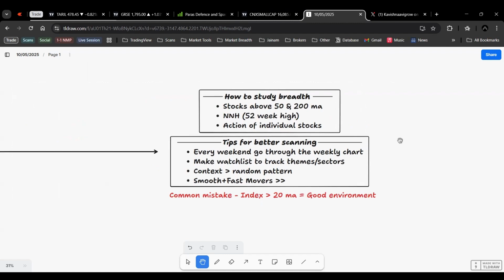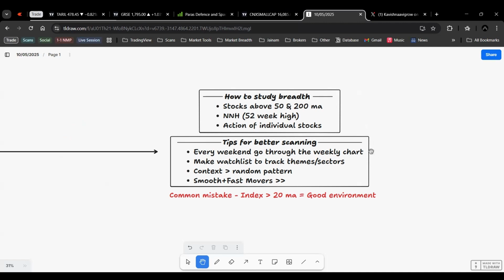Then, to study breadth, just three things. First, study stocks above their 50 and 200-day moving average. I'll share the indicator in the group. Then, check the new 52-week high. You can study any bull run. A bull run always has this characteristic because big winners must make new highs. This is a saying by Mark Minervini. Big winners must make new highs, and 52-week high is the way to track it.